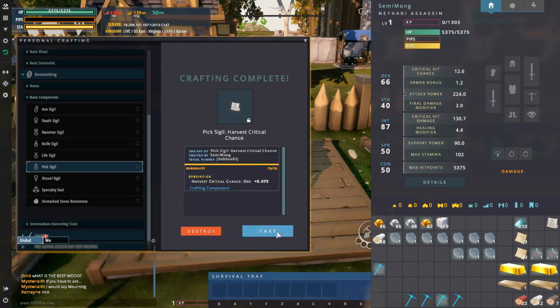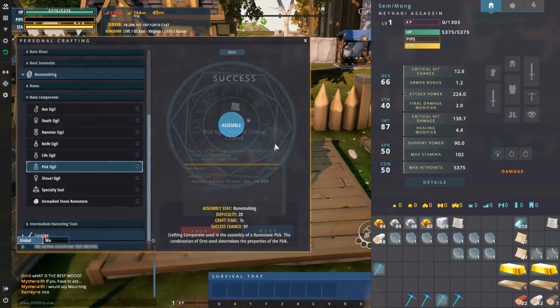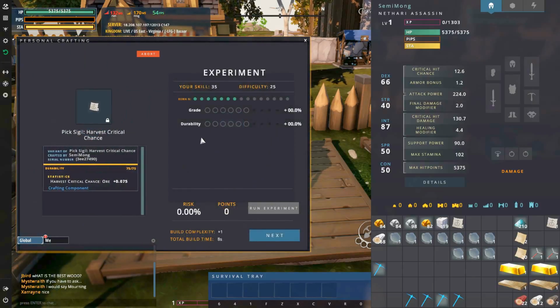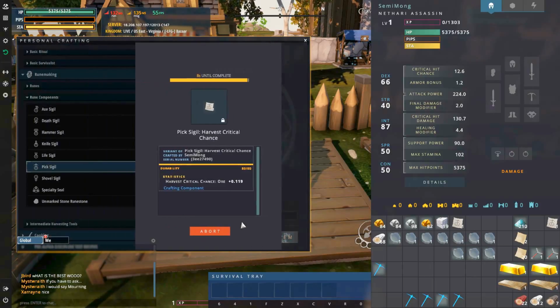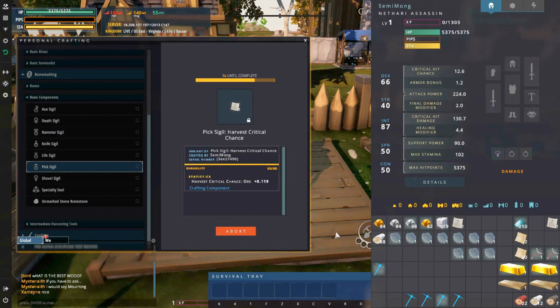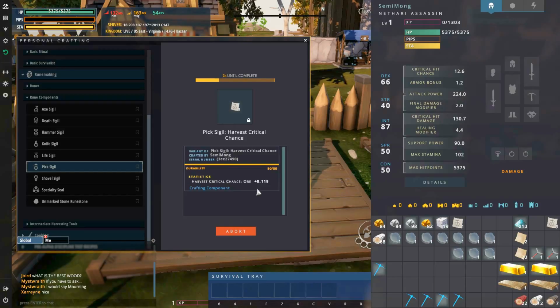But let's go ahead and let's just take that, and then let's plop in more ore. There we go. Assemble. I really need to focus on my assembly, or craft time, sorry, in my skill tree. Good success! Alright, so we've got a 50.74 there. Of course, the grade on the sigil doesn't really affect the mining statistic on the pick. It only affects the critical chance. So, you take this experimentation with a pinch of salt.